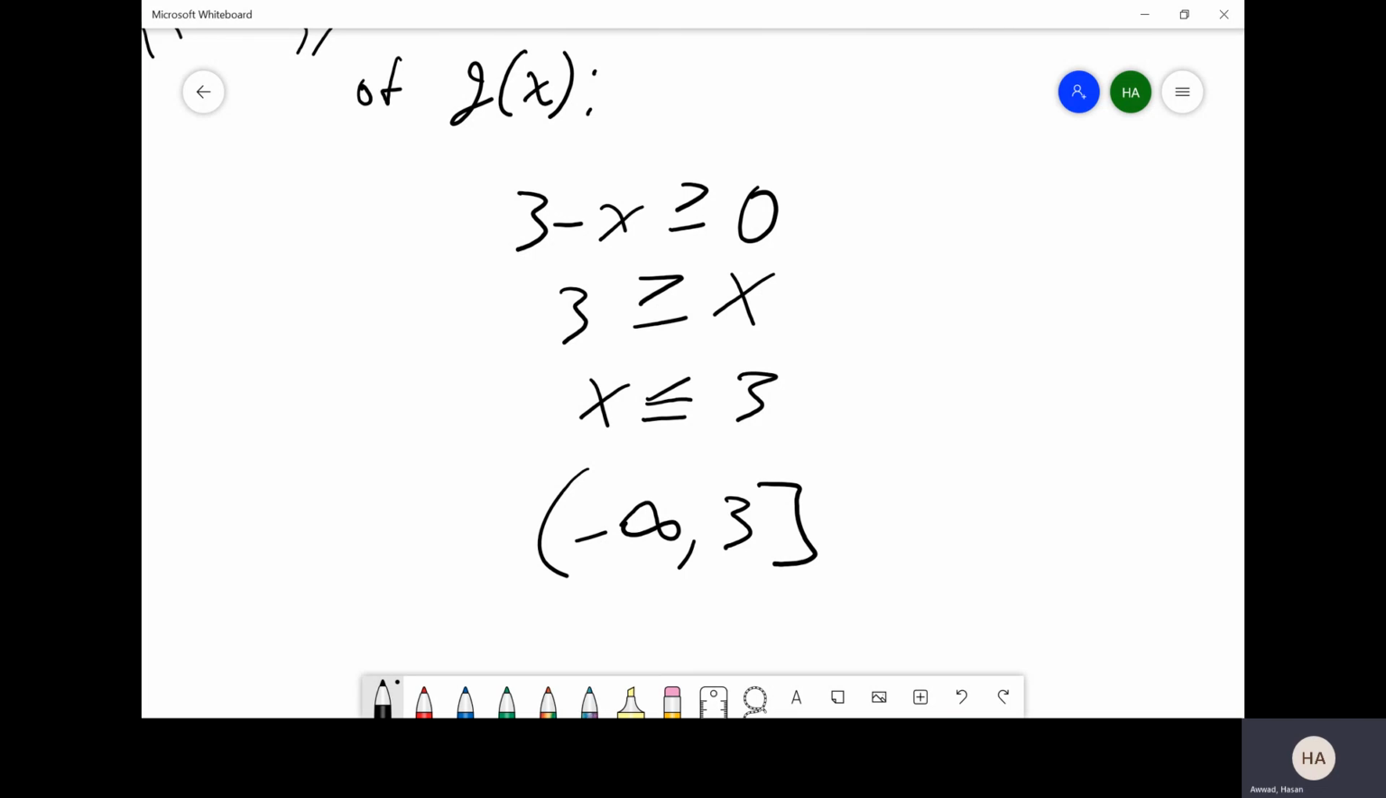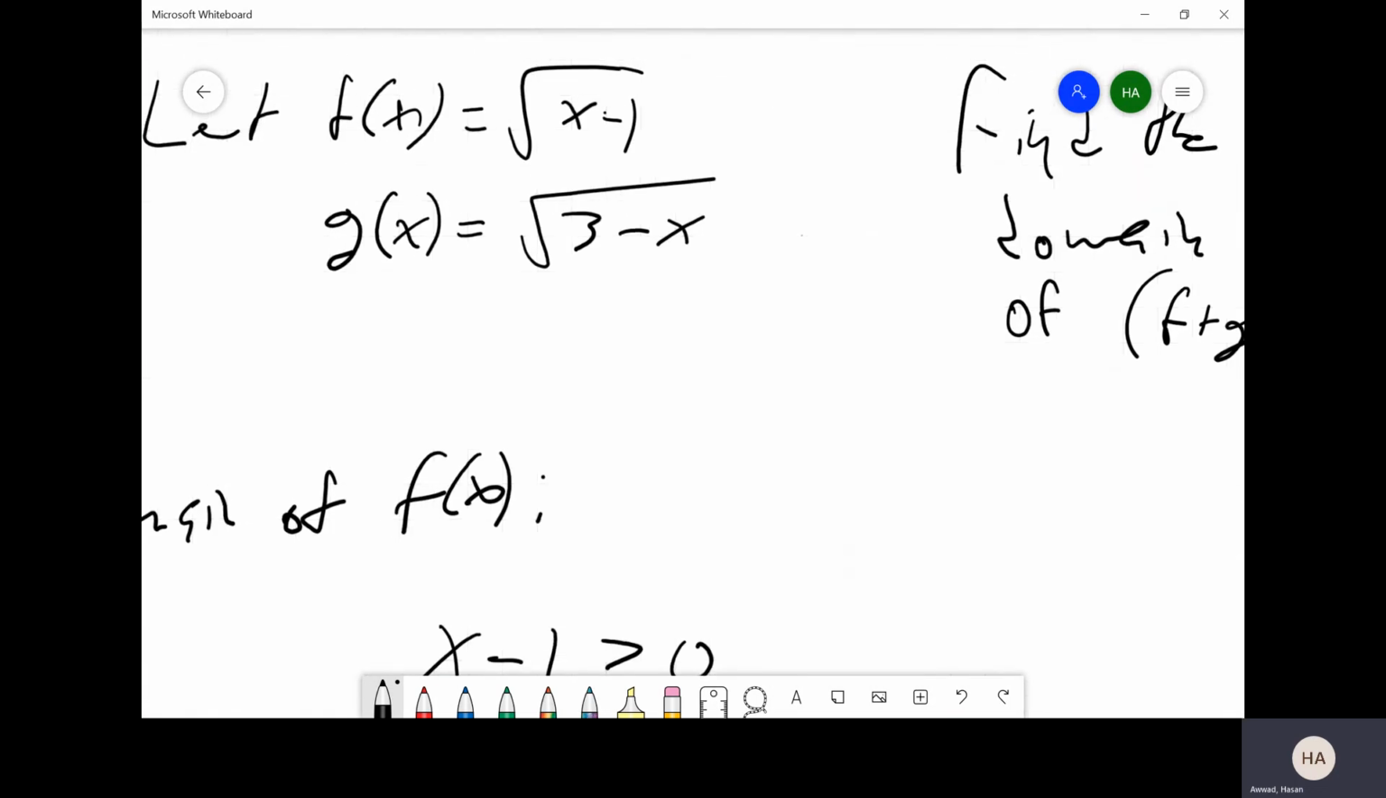And once again, we can test this idea, right? If we pick 4, for example, and put 4 into g of x, we would have 3 minus 4 underneath the radical sign, which gives you -1. And notice, again, we get a negative number. It's outside of our domain.